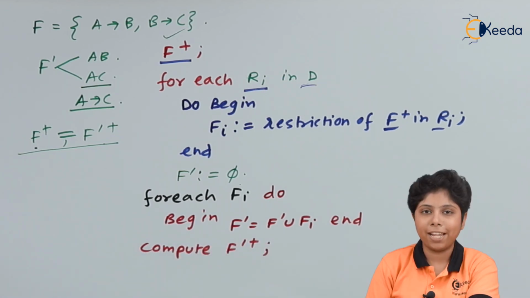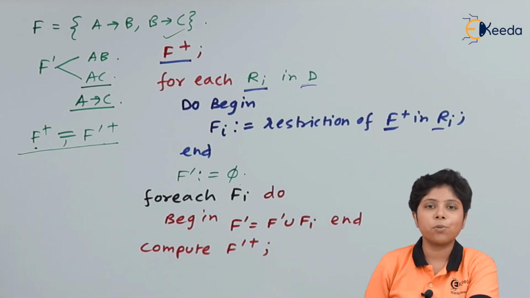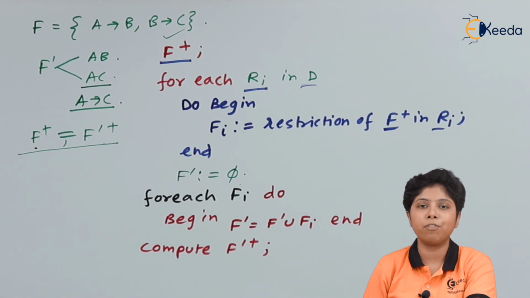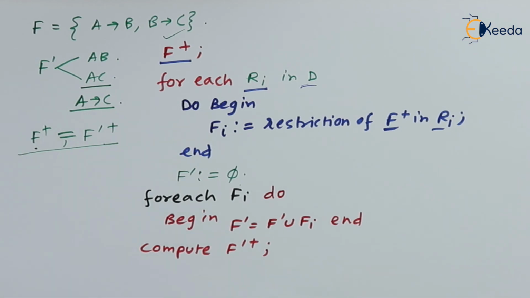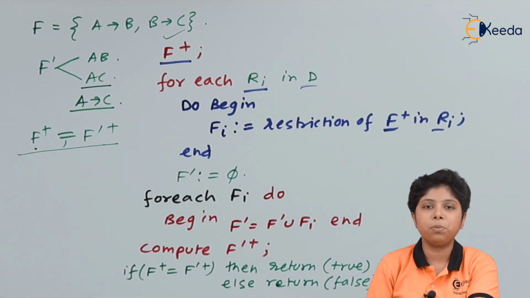Now that we have calculated the closure of the decomposed relation, if these two match, then the result will be true. That means it is a dependency preserving decomposition. Otherwise, false, that means the preservation is not there. So that is how to compute and check whether dependency preservation is there or not.